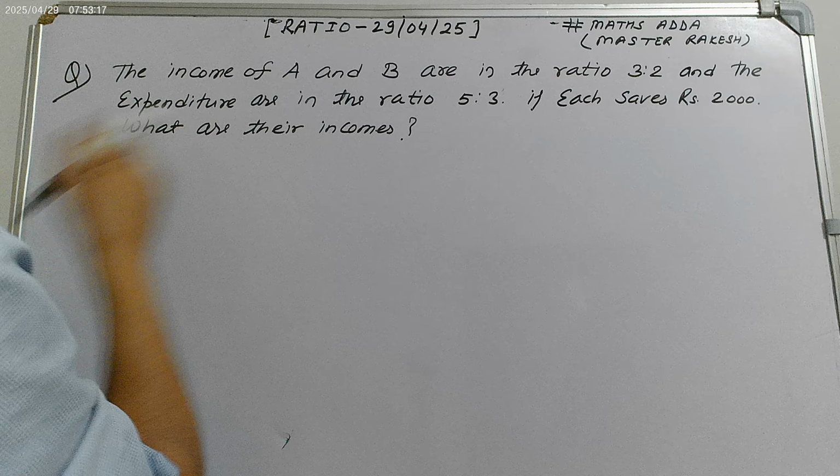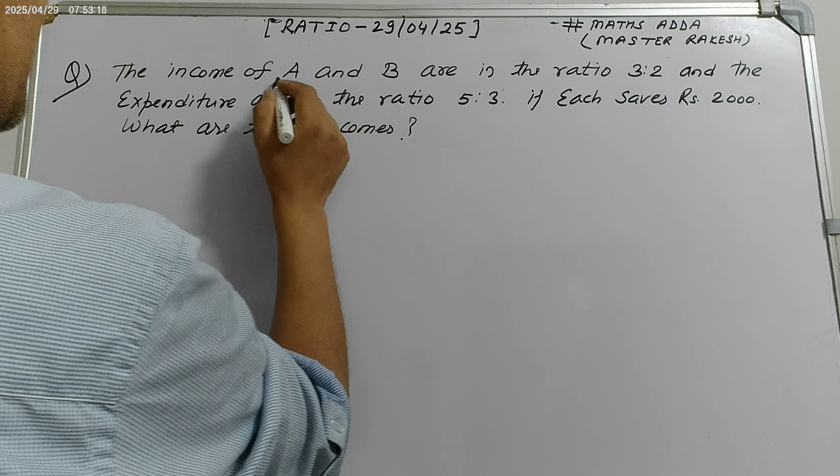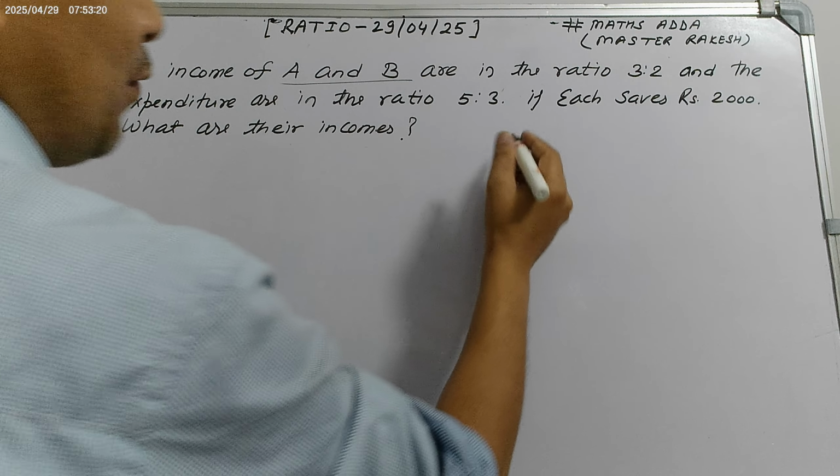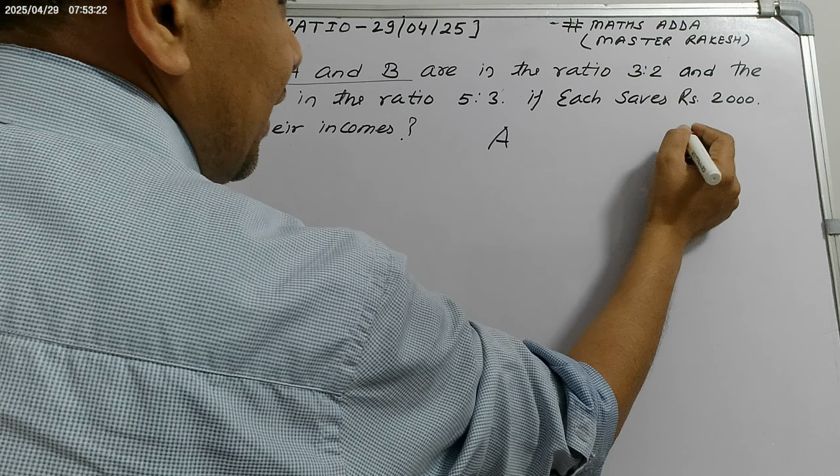The question is like this: the income of A and B. There are two persons A and B. So we'll put here A, here B. These two persons A and B are in the ratio 3:2. Whenever the ratio is given, you put the same variable. So let 3x and 2x. This is income.